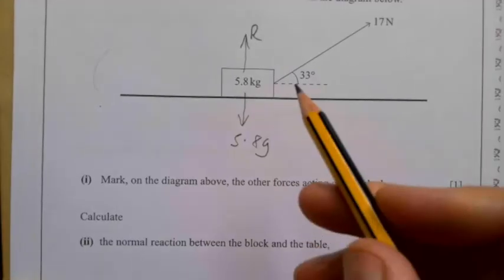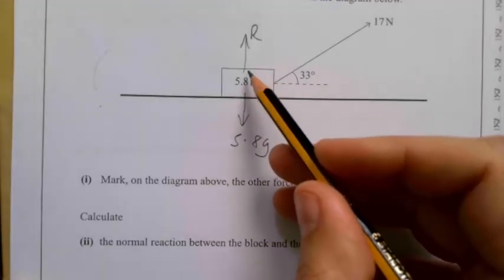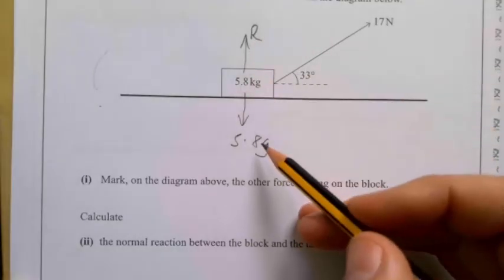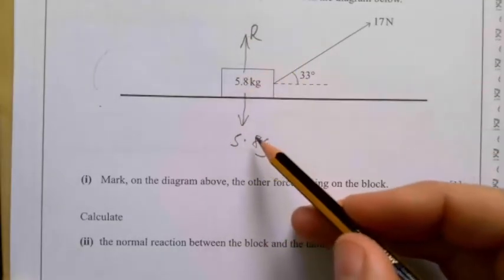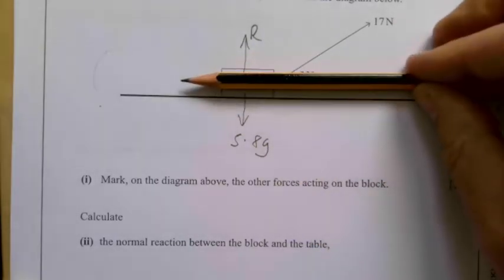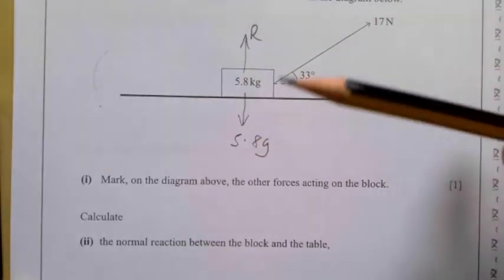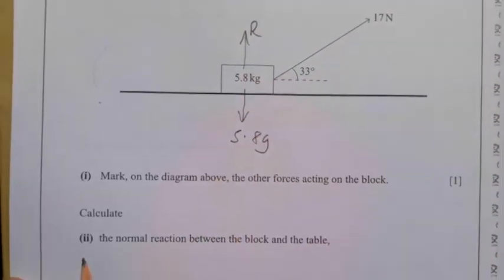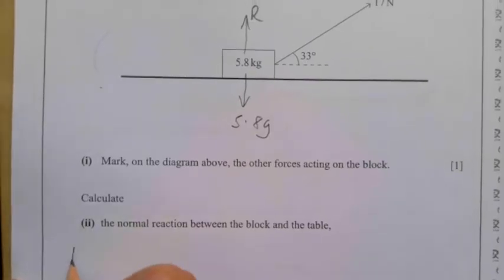Now, quite often it's nice and straightforward, because first of all we're in equilibrium, so everything going up equals everything going down, and quite often it's R equals 5.8 G, but this 17 comes into effect. If the 17 was acting just horizontally, then it wouldn't have any effect, but it does here, so we just need to be careful with that.